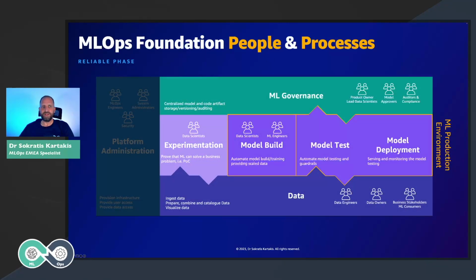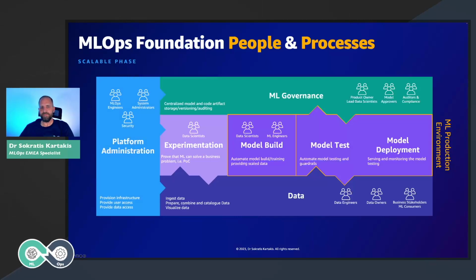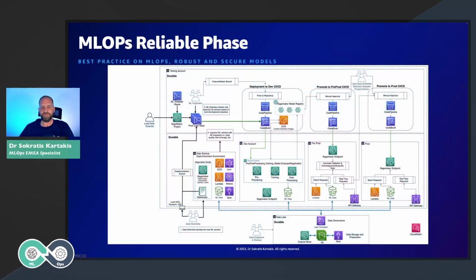Let's move on now to the last phase of the scalable phase. So up to this point, what we have is one team that is using all these different accounts for all the different stages of development in order to produce a set of machine learning use cases. Now let's imagine that we have 30 different teams or 10 different teams, and all of them have access to completely different data, completely different data science teams. So they need a completely different set of accounts.